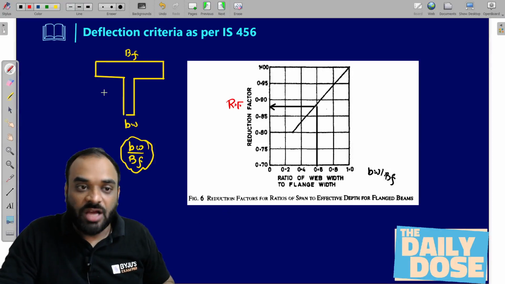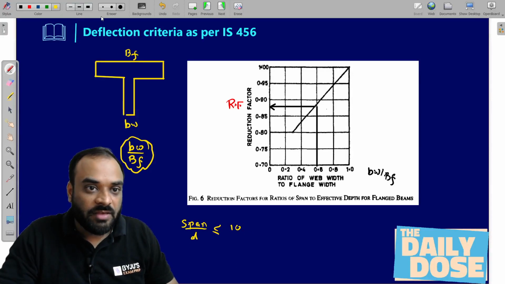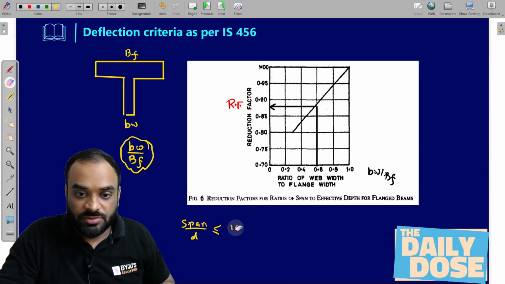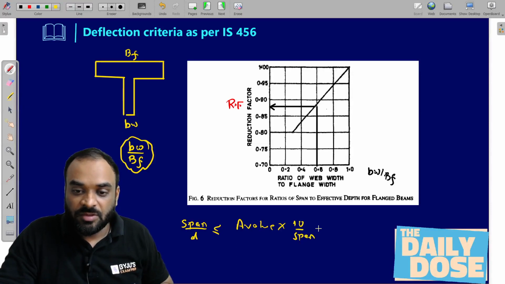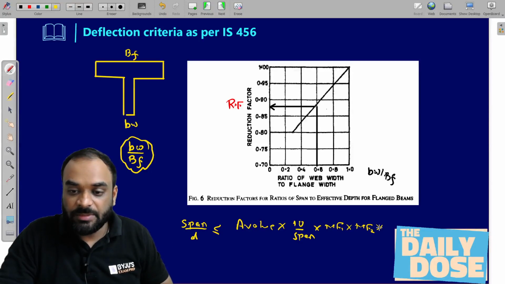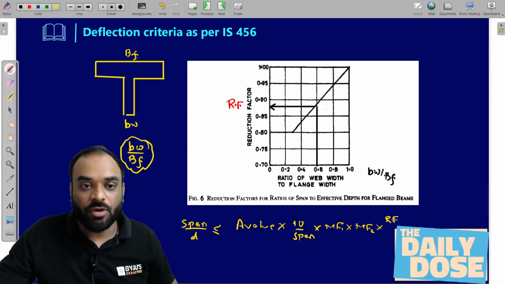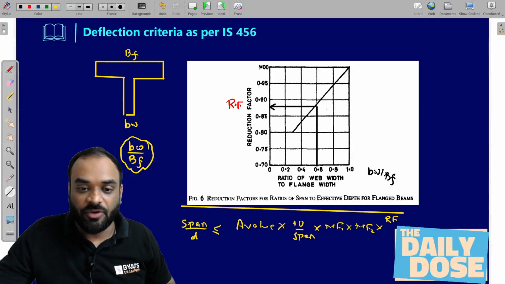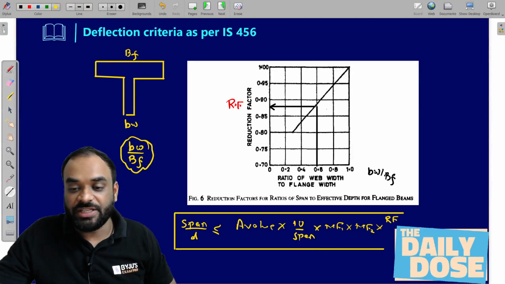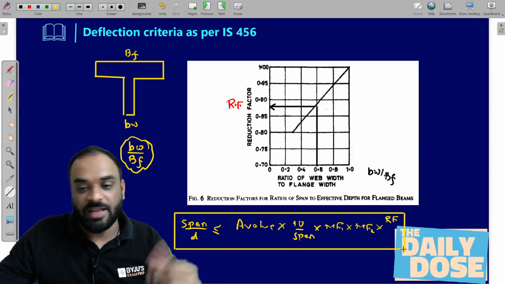This is our RF. Now our formula will be what? Span by d value less than or equal to A value and multiply by 10 by span multiply by modification factor 1 multiply by modification factor 2 and multiply by reduction factor. Now I hope all of you are able to understand, guys, this particular formula, which is very, very simple to calculate the effective depth which is required to save in deflection, right?